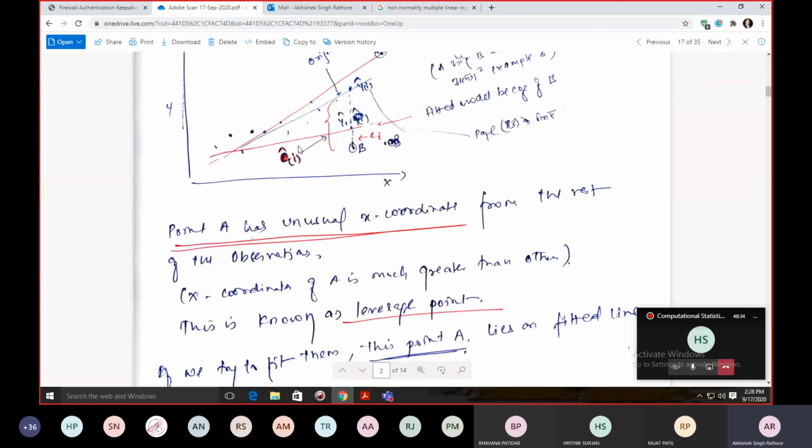So we can say that we have two different types of outliers available. First is your influential point, and second one is your leverage point.